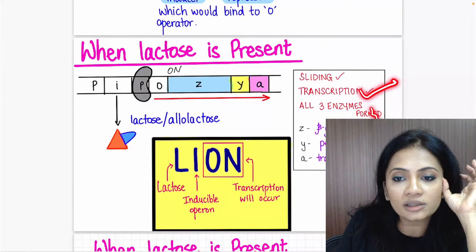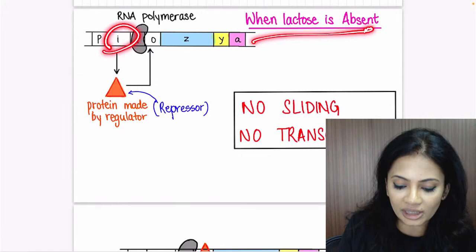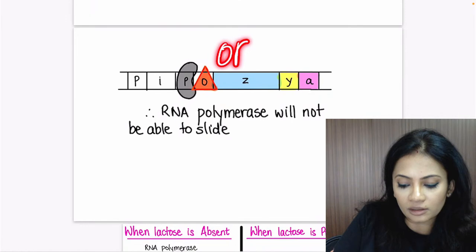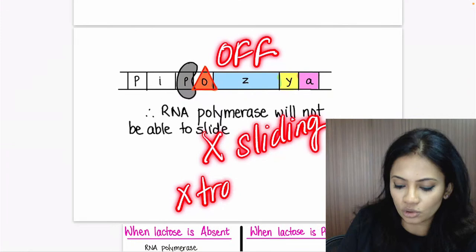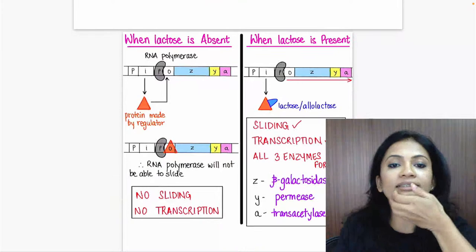But when lactose is absent, this gene makes the protein and the protein will go and attach to the operator. If the protein attaches to the operator, the operator will be turned off. When the operator is turned off, there will be no sliding, and if there is no sliding, there is no transcription. Clear? So here it is, comparatively, when lactose is absent and when lactose is present.